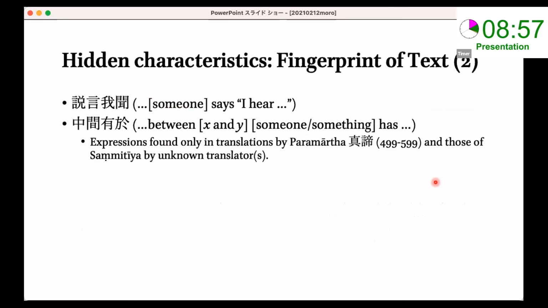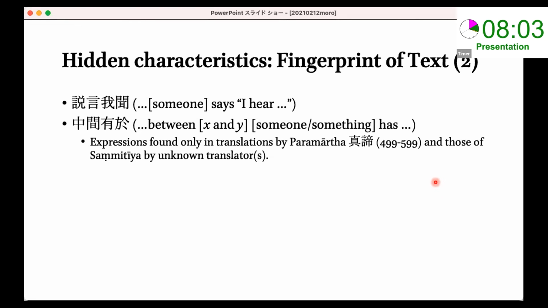In Buddhist studies, Professor Kosei Ishii has made great achievements in the research of searching for hidden features using n-grams, or NSM. I would like to show you one or two examples. The examples in the slide are expressions that can be found only in the scriptures translated by Paramartha, or Shindai in Japanese, and in translations of the scriptures of the Sammitiya, whose translator is unknown. Sammitiya is one of the traditional schools in Indian Buddhism. And Paramartha, who came from India, is known as one of the great translators of Chinese Buddhism.